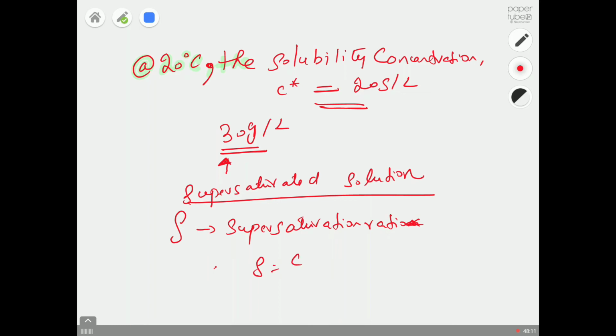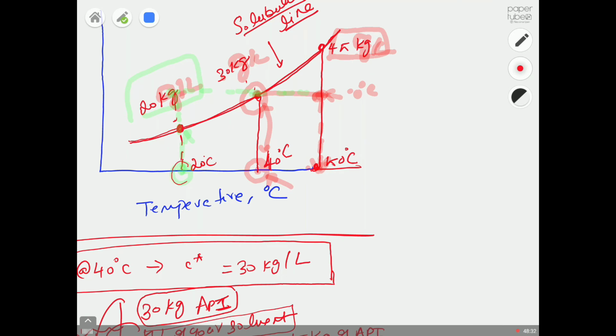S is equal to C by C star. So in this case, your concentration of your solution is 30 grams per liter, and your solubility concentration is 20 grams per liter. This is at 20 degrees centigrade. So why do we cool the solution back to 20 degrees centigrade?